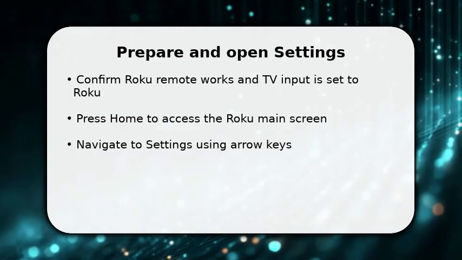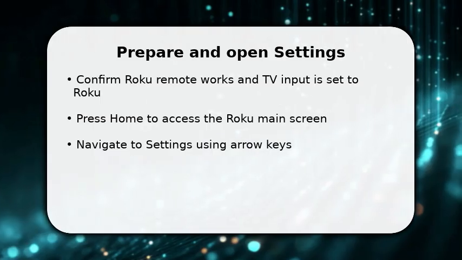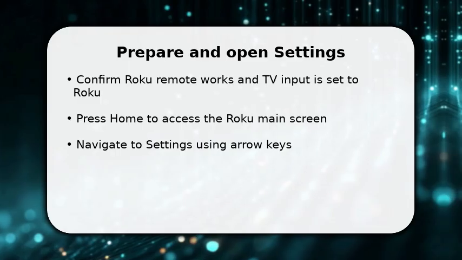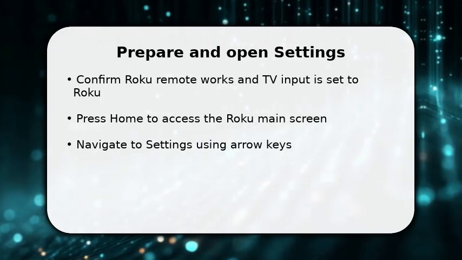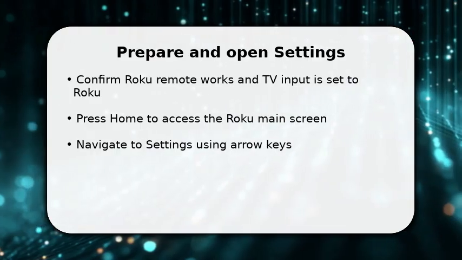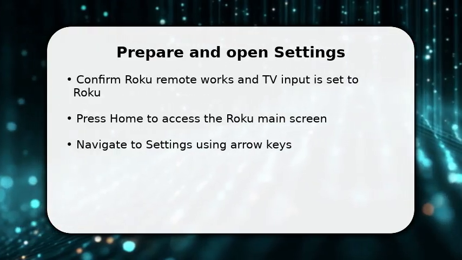You'll start by making sure the remote and input are correct, because you cannot change captions without control. Once done, press Home and use the arrow keys to highlight settings on the Roku home screen. Make sure the Roku is awake and not updating, otherwise settings may be unavailable.